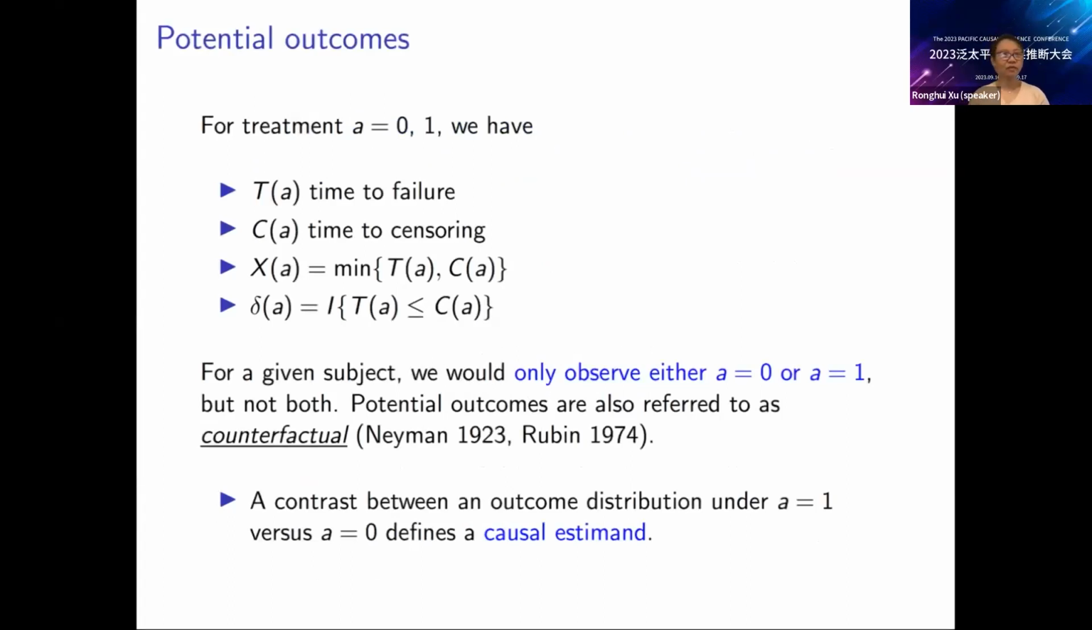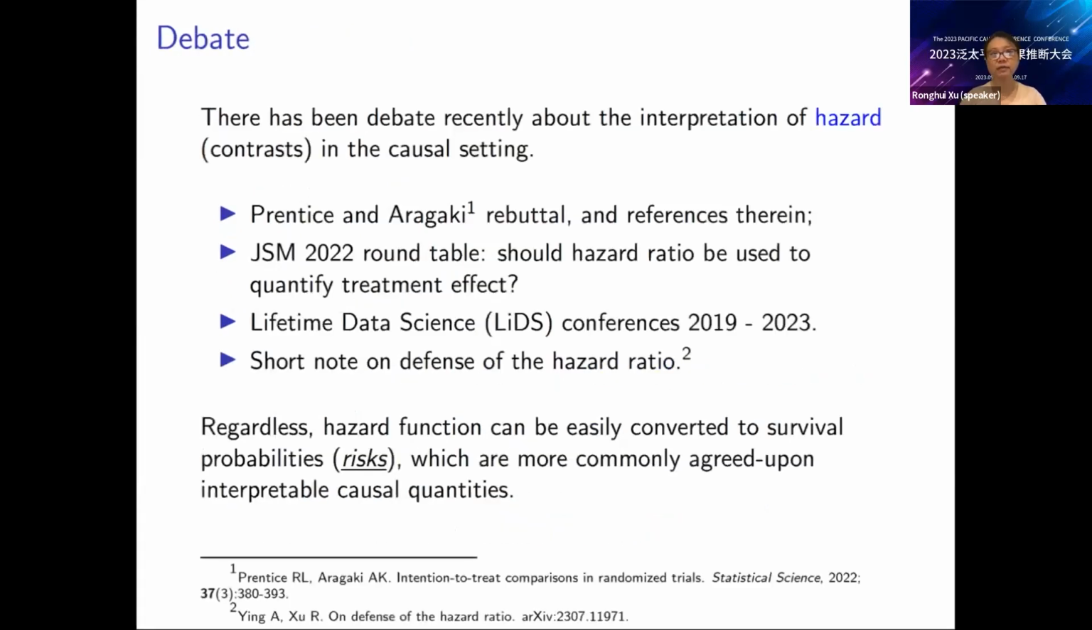I don't have to go into details. Everybody in this audience knows what the potential outcomes are. We're considering two treatments. For survival outcome T, there's typically also censoring time. And then for each of the potential outcomes, you have the possibly censored time X, and the event indicator delta. Because we're under this framework, a contrast between the two versions of potential outcome would define a causal estimate. As I know, Ross himself was giving the opening talk for this conference, which is exactly the paper we're citing here.